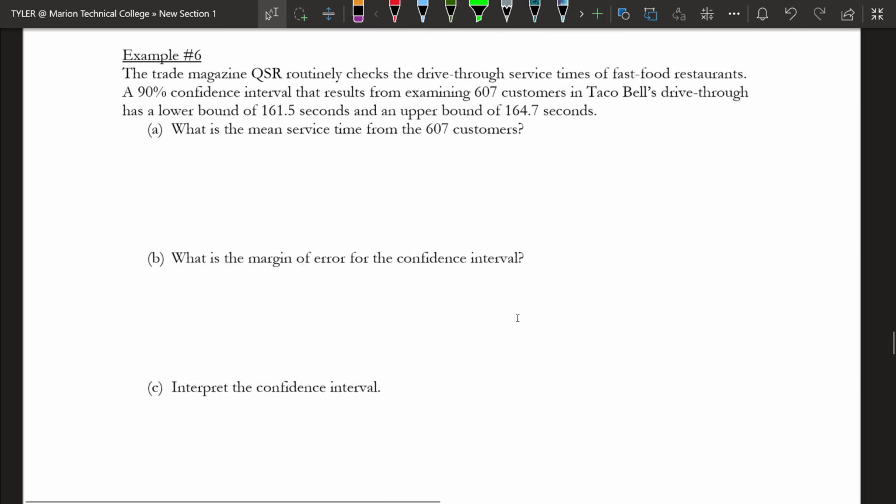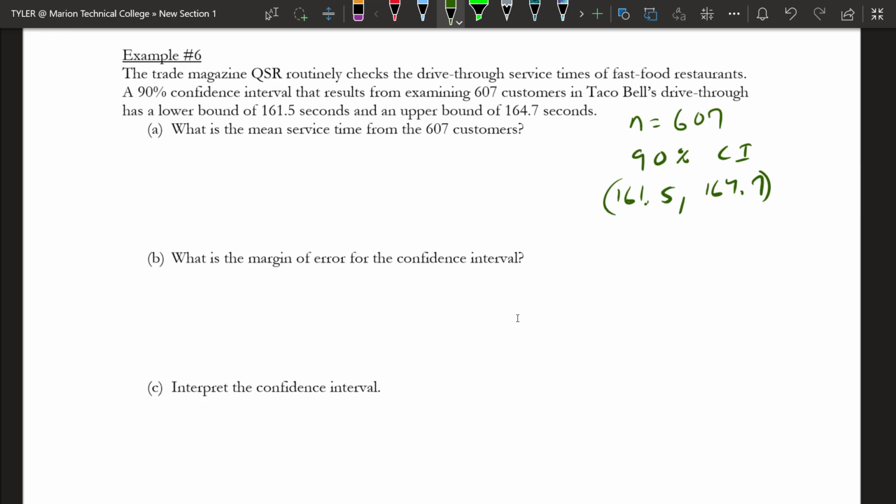Right? So now, example 6. It says the trade magazine QSR routinely checks the drive-through service times to fast food restaurants. A 90% confidence interval that results from examining 607 customers in Taco Bell's drive-through has a lower bound of 161.5 seconds and an upper bound of 164.7 seconds. Right? So in other words, n equals 607. I did a 90% confidence interval and got 161.5 comma 164.7.